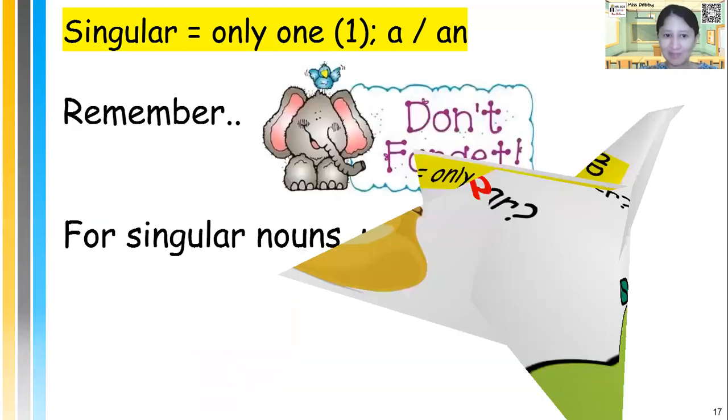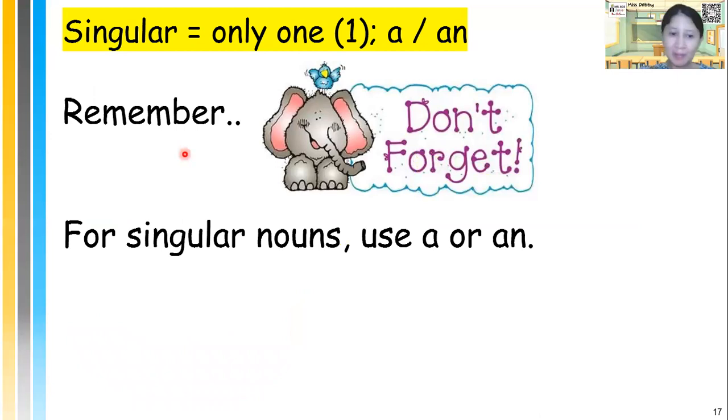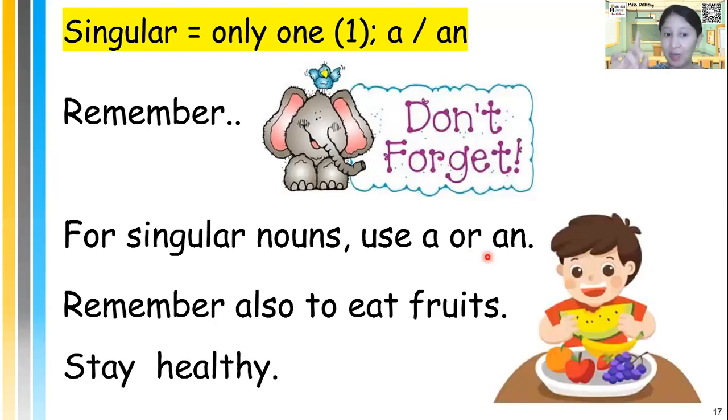So remember what we have learned today. Don't forget, for singular nouns, use a or an. Only one. Yeah, it means only one. And don't forget, remember to also eat fruits. Yeah, and stay healthy, everybody.